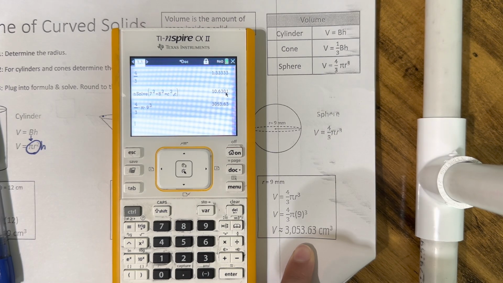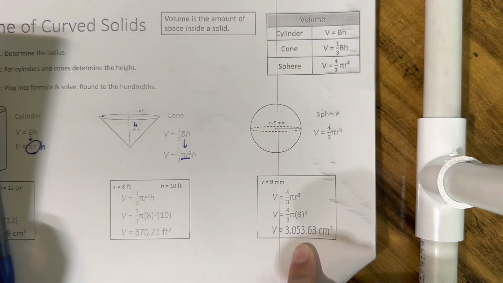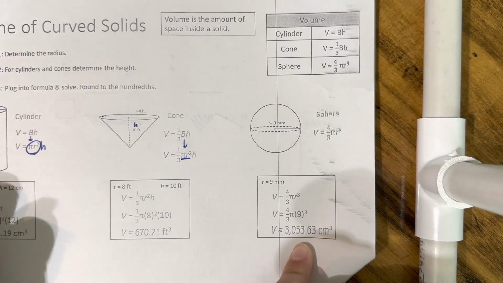So that is surface area and volume of 3D figures. You're going to finish the assignment on Google Classroom.